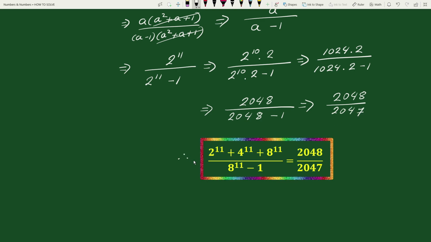Therefore, (2^11 + 4^11 + 8^11) / (8^11 - 1) equals 2048 by 2047. This is your solution.